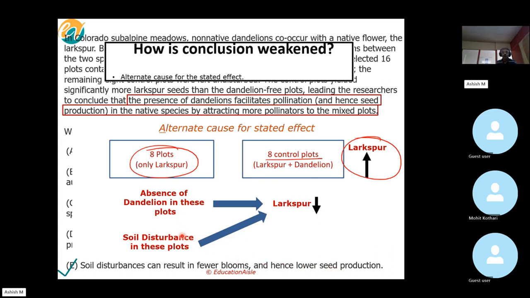So what Edward is saying is that the reason for lower larkspur production in these plots perhaps was not because of absence of dandelions, but because of soil disturbances. So clearly, this is giving us an alternate cause for the stated effect. The stated effect obviously is lesser larkspur production. Edward is saying that perhaps it was not because of this, but because of soil disturbances that there was lesser larkspur seed production in these 8 plots.